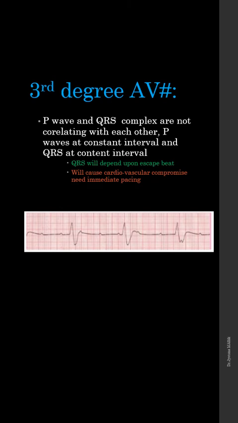Third degree AV block is basically complete heart block in which atria contract on their own and ventricle contracts on its own rhythm. So PP interval will be equal and RR interval will be equal. This type of rhythm generally causes cardiovascular compromise and death may occur. Thus, immediate recognition and pacing will be required.